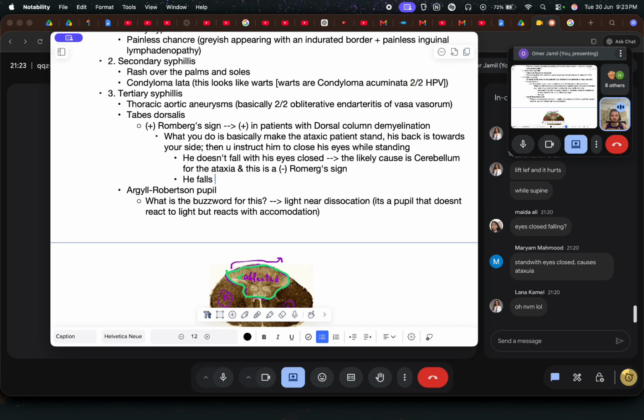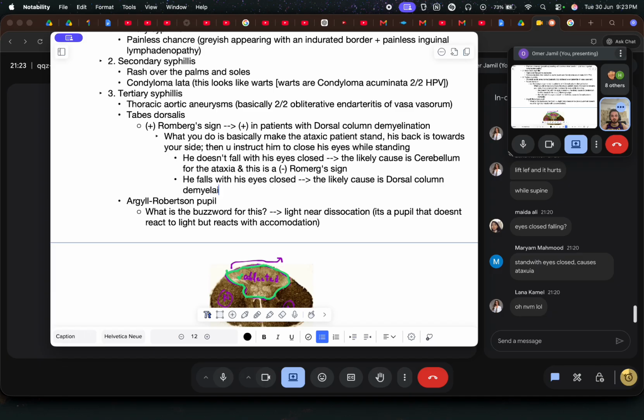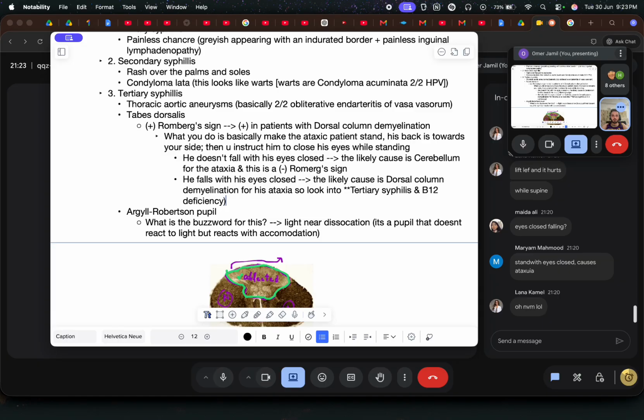If he falls with his eyes closed, the likely cause of his ataxia is dorsal column demyelination. So look into tertiary syphilis and B12 deficiency. Okay, is this clear?